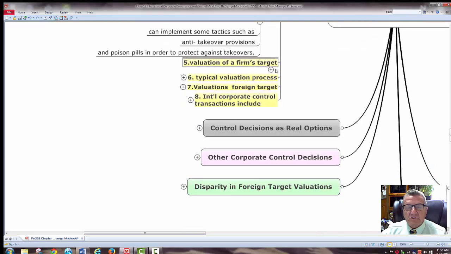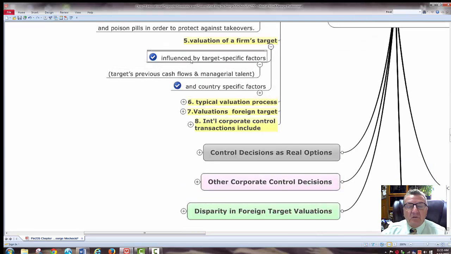Okay, now valuation of a target firm. There's the influence of target-specific factors, the target's previous cash flows, and managerial talent. Sometimes I'm not looking at whether they're breaking even or struggling; it could be environmental forces, and they just need some cash to revitalize themselves. That's what Chapter 11 does: I just need to restructure my debt, because things hit me all at once and I wasn't prepared for it.